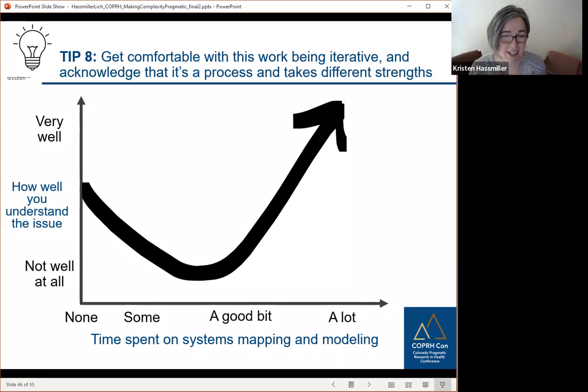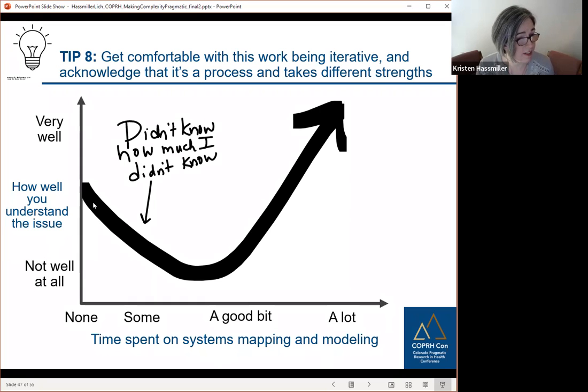But one thing that I think is important to also acknowledge is that often what happens over on the x-axis here, we see time spent in systems mapping and modeling work. On the y-axis, it's graphing how well people think they understand a complex issue. And what we have found over and over in our work is that often it starts out that people think they understand things pretty well. You know, from their perspective, with their mental models, they might. What we often hear early on is that we didn't know how much we didn't know.